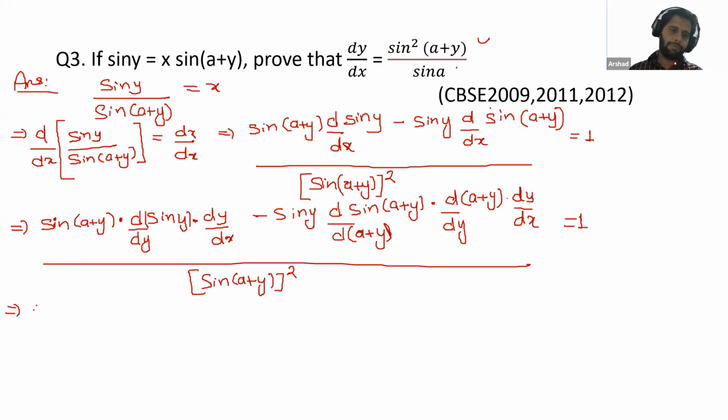So this is sine a plus y. Who can tell me? Okay, sine y derivative is cos y. We will write cos y here. Then here we have dy by dx, minus here we have sine y. Here we have cos a plus y.